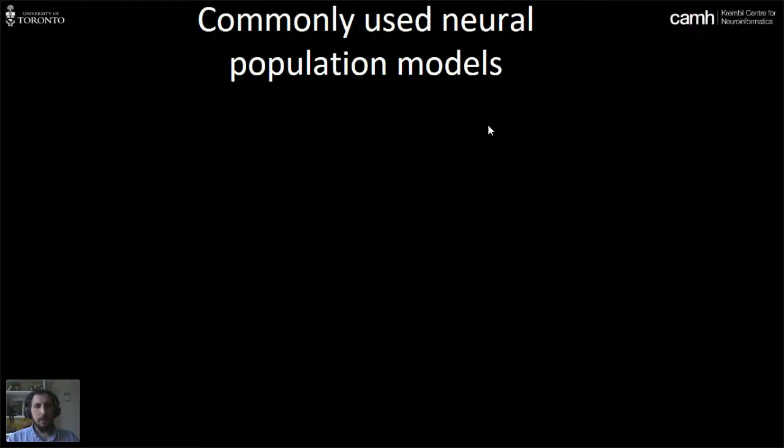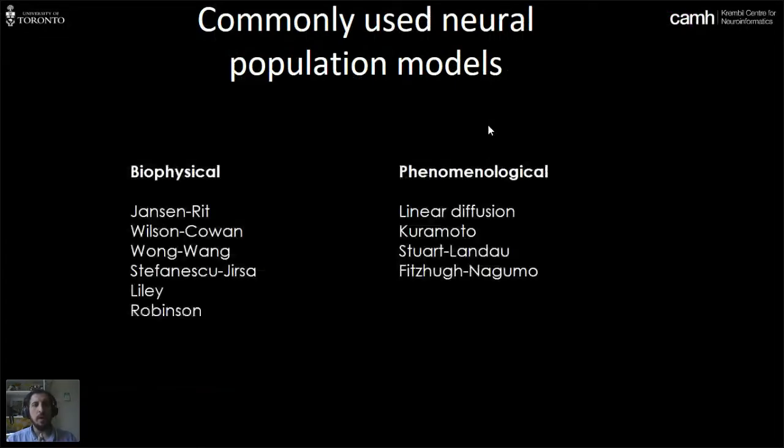So I'm going to go through an example. I'm going to go into a little bit of detail on one flavor of neural population model. I've got a list here on the slide of some of the commonly used neural population models in the literature and in the field. It's a non-exhaustive list, and there are omissions, and I'm happy to hear people vent about their favorite model that's missing from this summary.